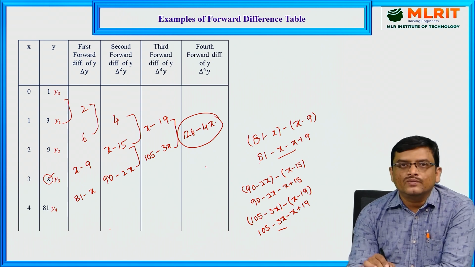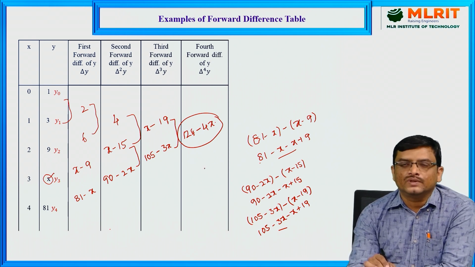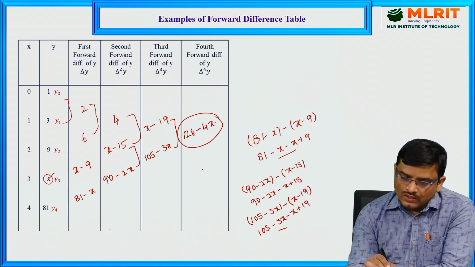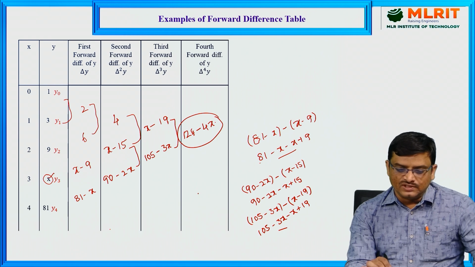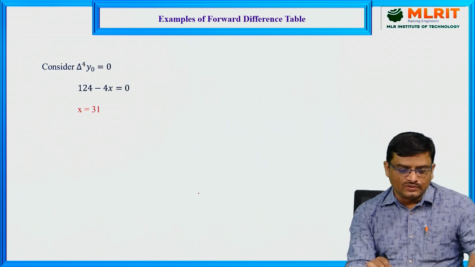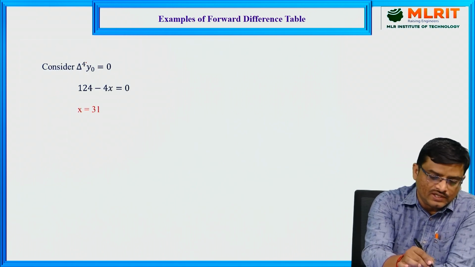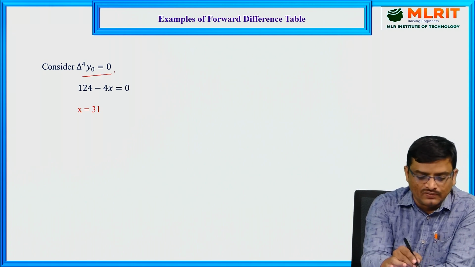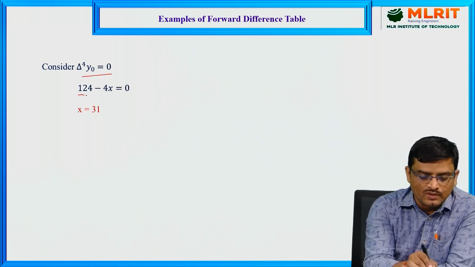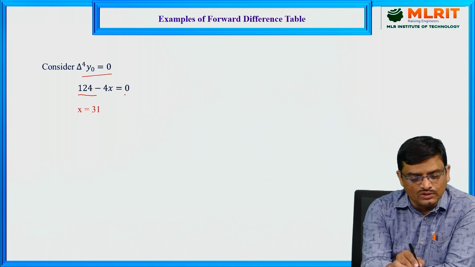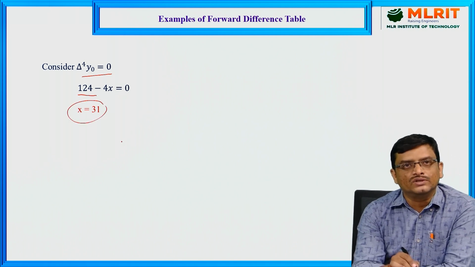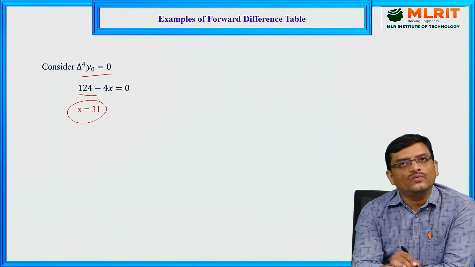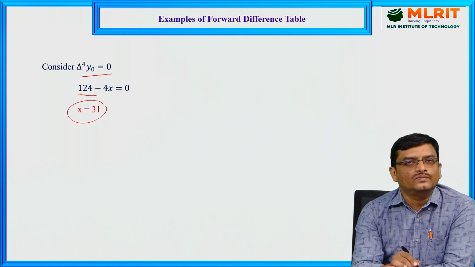Whenever we want to find any missing term in the given data, whatever value we got in the last forward differences of y, equate that value to 0. So our last difference is delta fourth y naught, and we have to equate that value to 0. That value is given by 124 minus 4x is equal to 0. Now simplify this, you will get our x value, that is x is equal to 31. So this is the way we can find this missing term by using the concept of the forward difference table here.